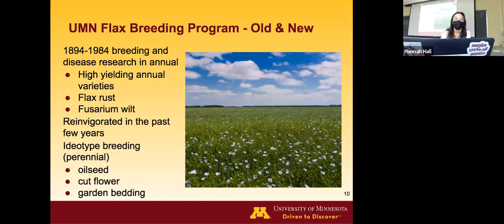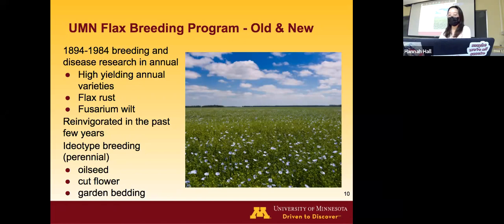So here at the U, we have our flax breeding program. We actually had a different program back in 1894 to 1984, which focused on breeding and disease research in the annual varieties of flax. So they were able to actually release several high yielding annual varieties, and then different varieties that were resistant to flax rust and fusarium wilt. Recently, the flax breeding program has been reinvigorated in the past few years, and we focus on ideotype breeding of perennial flax for oilseed, cut flower, and garden bedding.